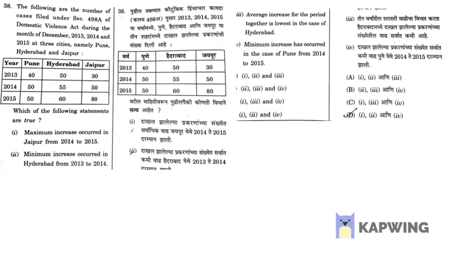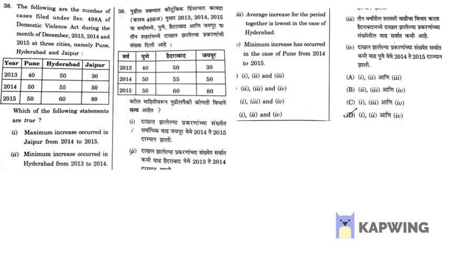This was the question, friends. It was about the cases filed under article 498A, which is the article for harassment of a married woman. The data says maximum, now I'll read the statements. They have asked us to identify the true statements. Maximum increase occurred in Jaipur from 2014 to 2015.